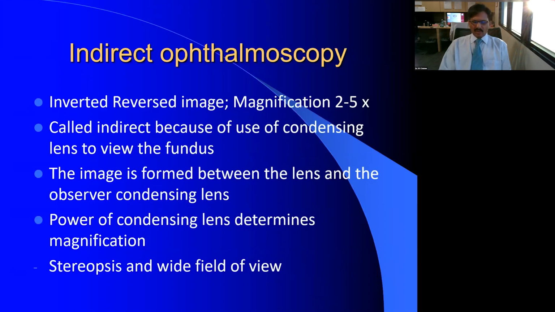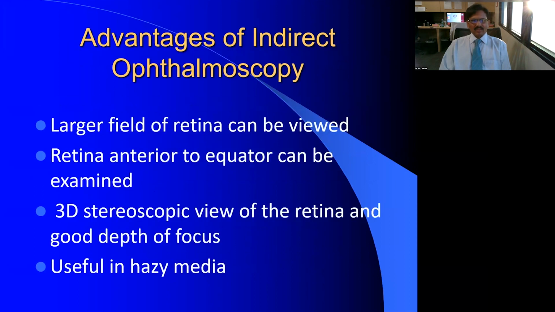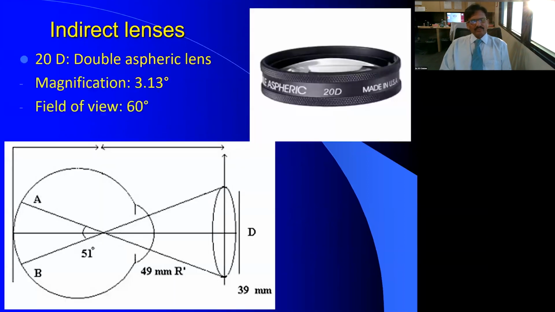And stereopsis and wide field of view are the advantages of indirect ophthalmoscopy compared to direct ophthalmoscopy. So as a result, a larger field of the retina can be viewed. Retina anterior to the equator can be examined. There is a 3D stereoscopic view of the retina and good depth of focus, and it is very useful in hazy media, especially if you have a cataract or some mild vitreous hemorrhage. Indirect ophthalmoscopy is, of course, a lot superior to direct ophthalmoscopy.